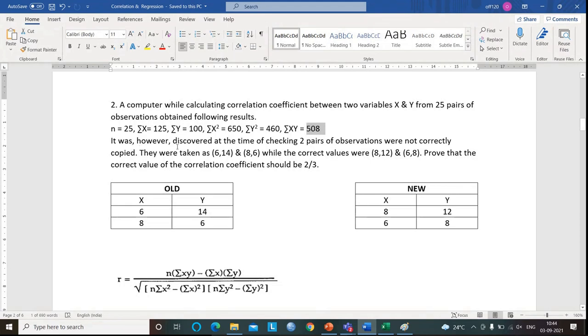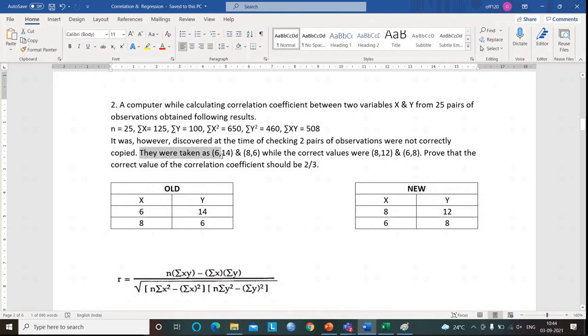It was, however, discovered at the time of checking that two pairs of observations were not correctly copied. That means they had already done the calculation up to this tabular form, but after calculating, they found that two pairs of observations were wrong. Two pairs means what? x, y is one pair and another x, y. Let us take x1 y1, x2 y2. They found these two pairs were mistyped.